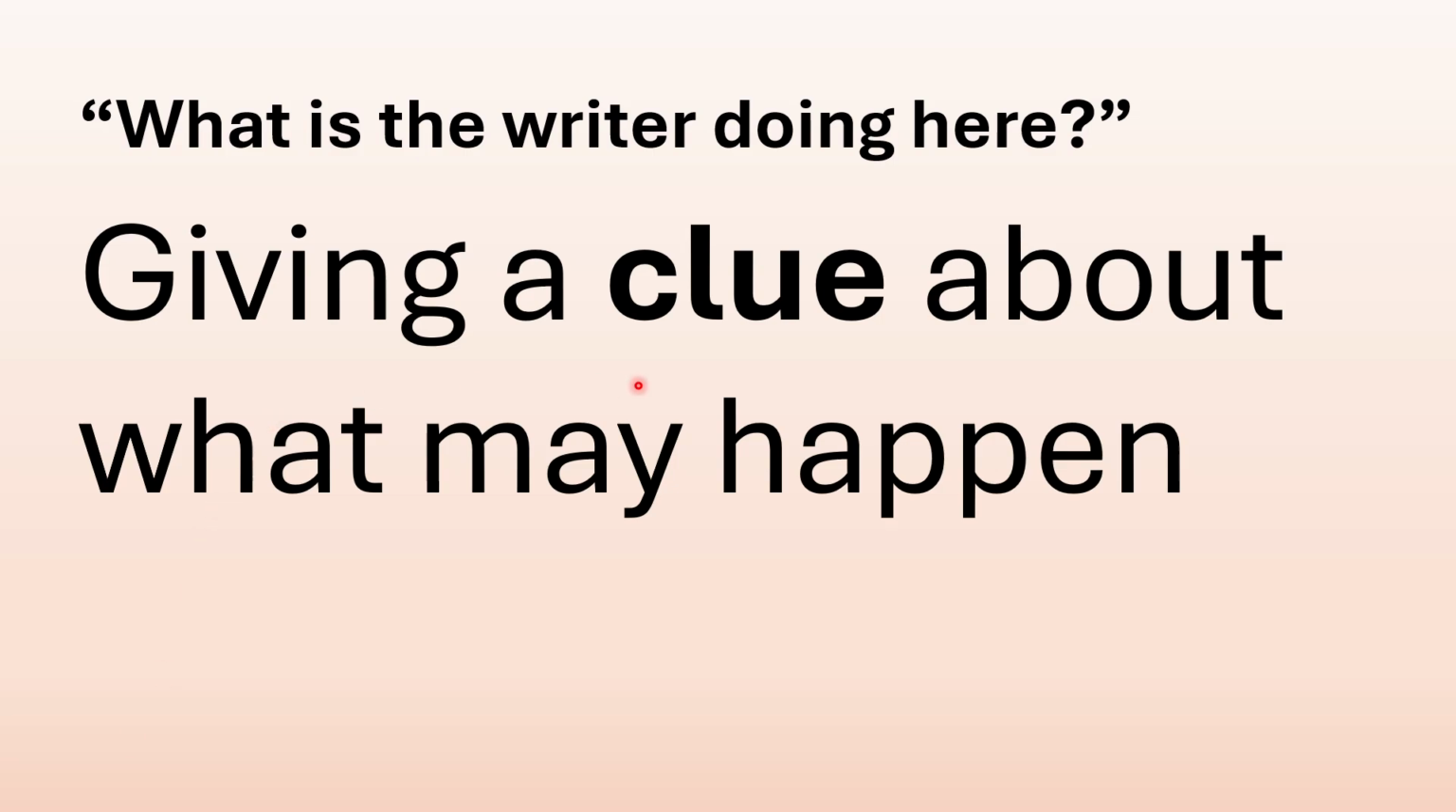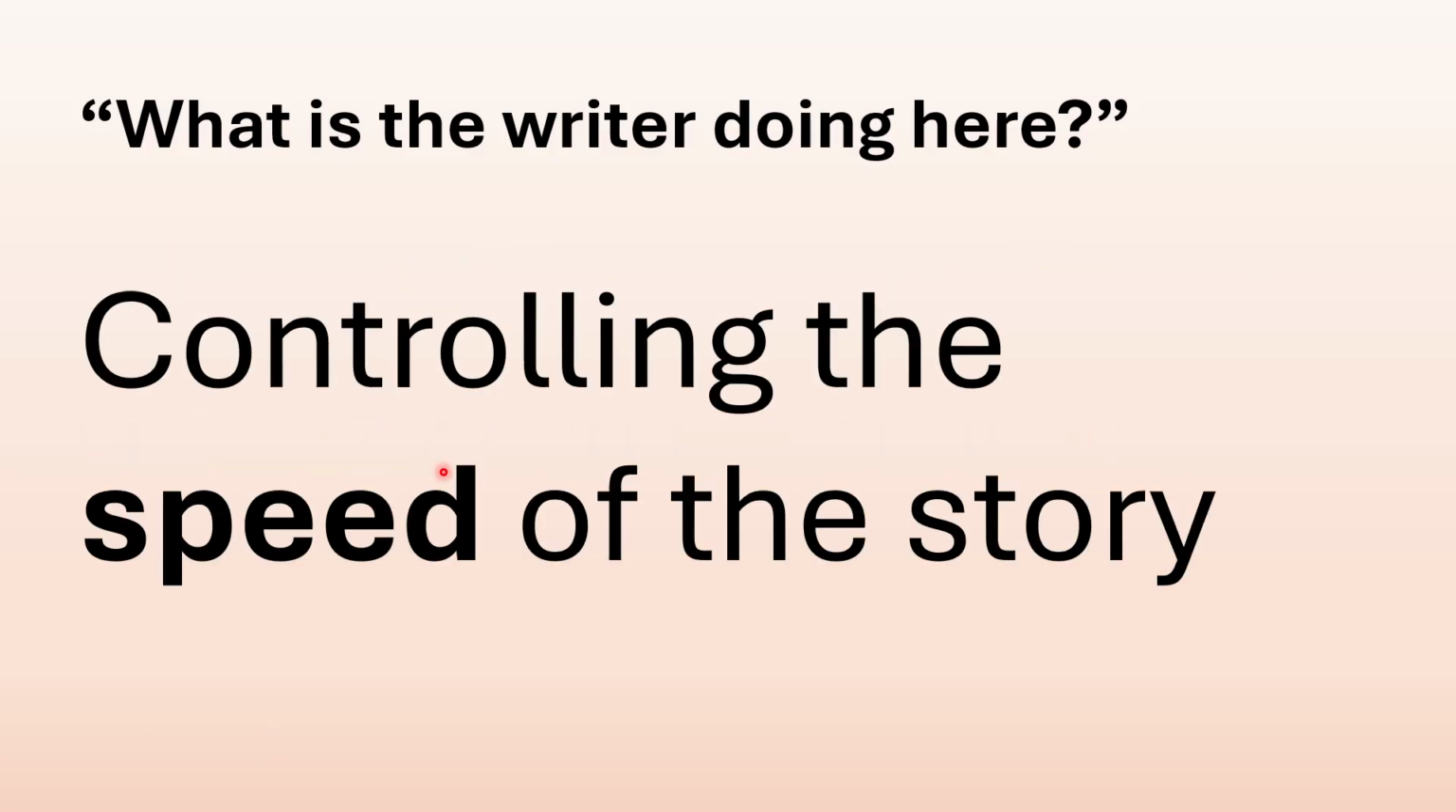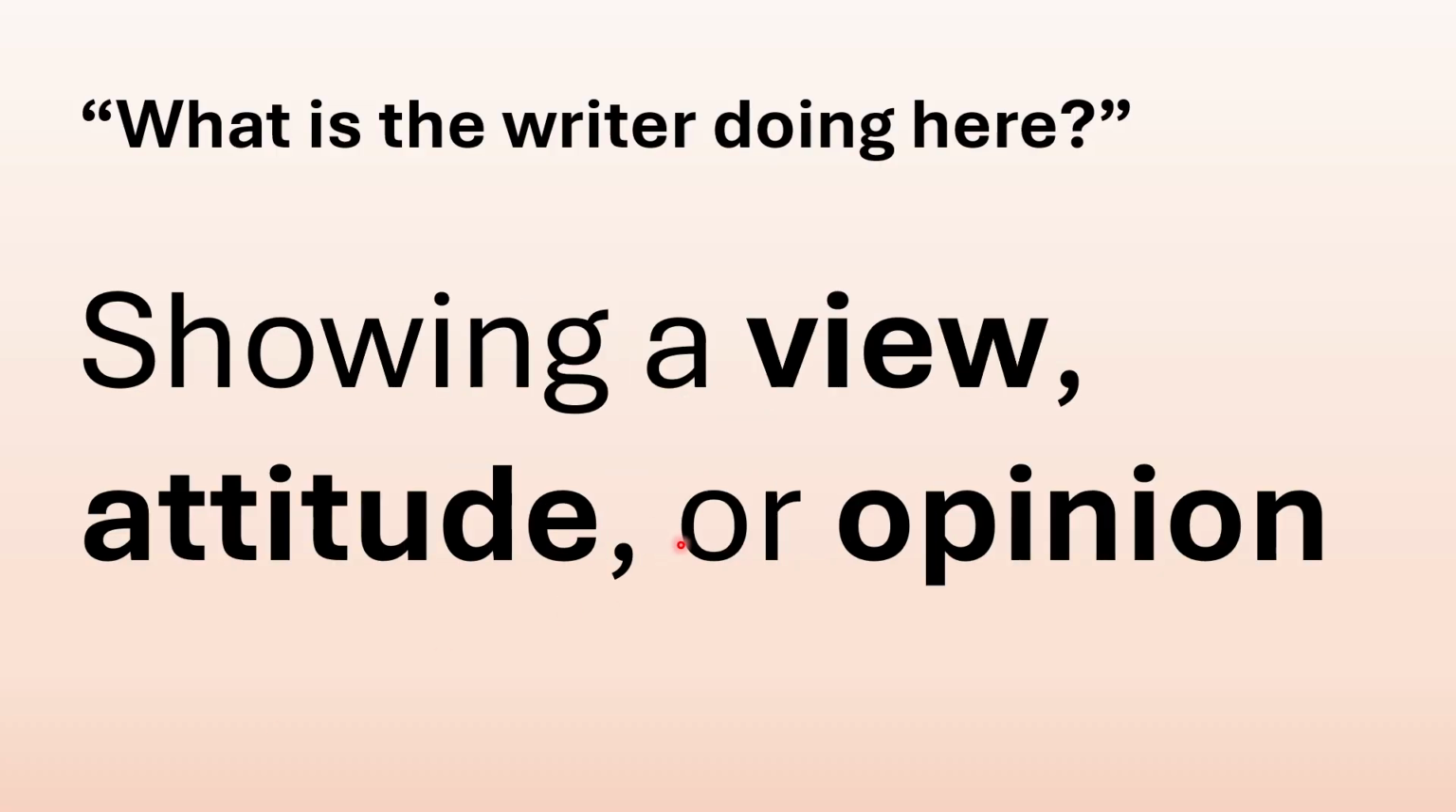Now, when it's giving a hint or a clue about what may happen next or what will happen in the future, it's foreshadowing. And when it's controlling the speed of the story, if it's slow or fast, it's pacing. And when you see a certain opinion or attitude appear in the lines of the story, it's perspective. The writer's opinion, view, or attitude shows in the script or in the story.